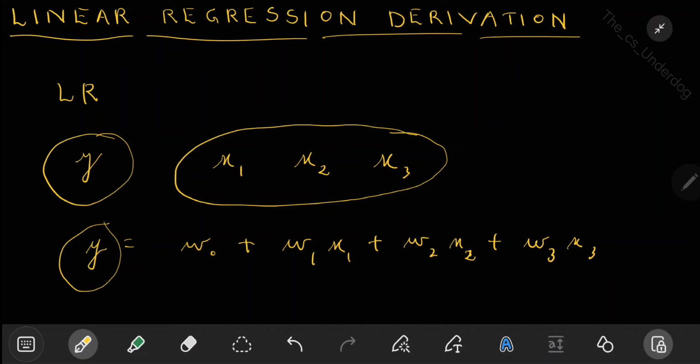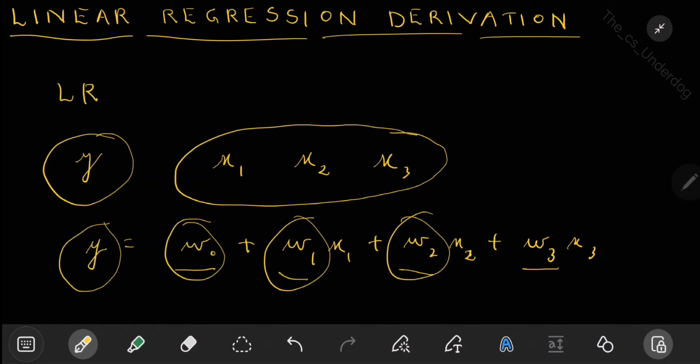In order to do this, what do you need here? The values of w0, w1, w2 and w3. Once you have the values of these coefficients, you can substitute them here, and whenever you get a new set of values x1, x2 and x3, you should be able to derive the value of y. This is the whole idea of linear regression.